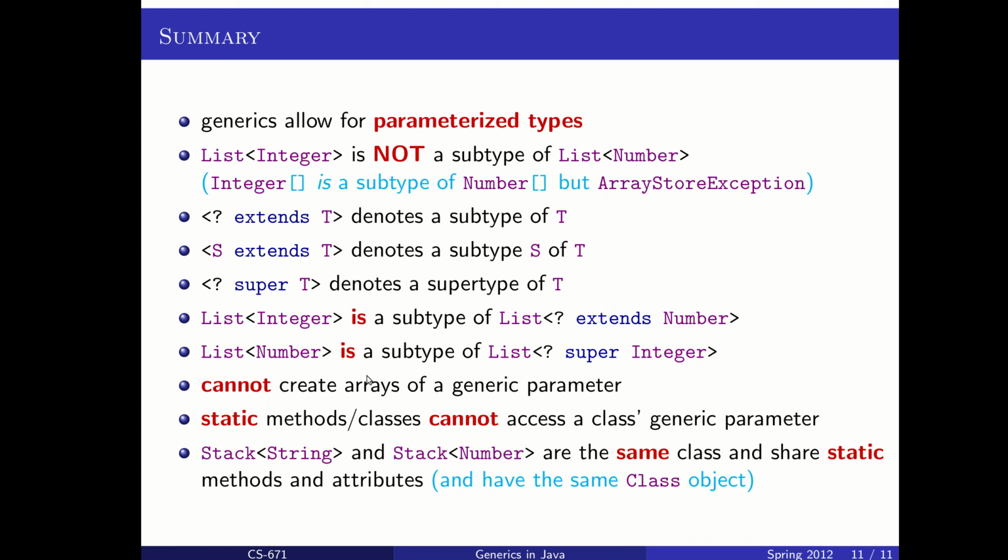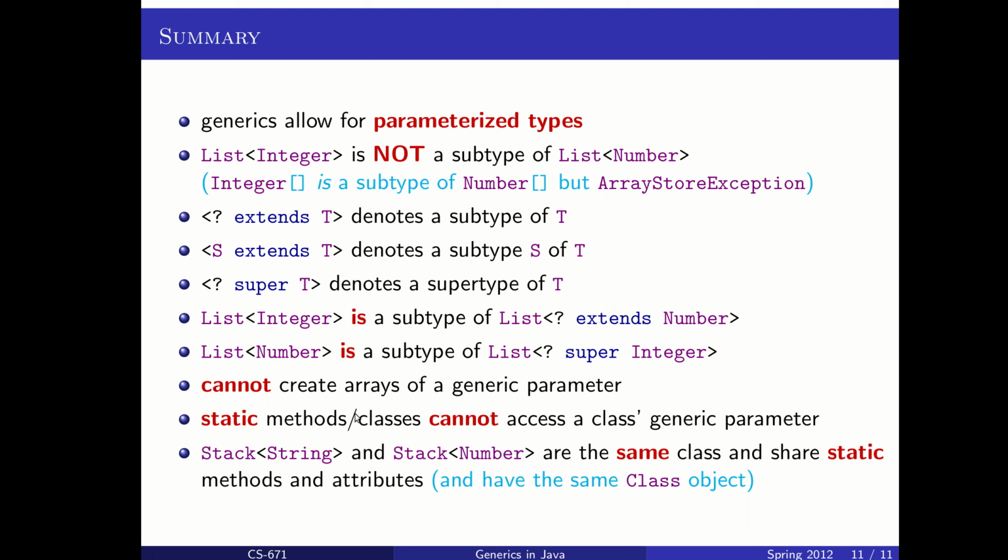Again, we cannot create arrays of generic parameter types. We cannot create new arrays of those types. We can't say equals new array of E or anything like that, because at compile time, Java needs to know the type of arrays when new is being done for them, when they're being told to allocate a new array. The compiler will want to know that type at that time.